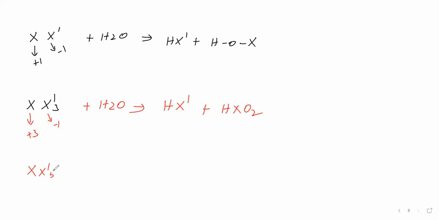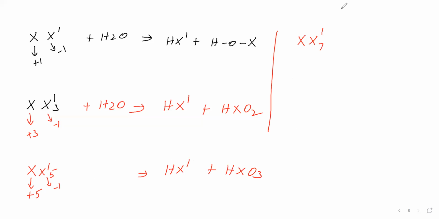Then XX'5, here X is plus 5 and X' is minus 1. On hydrolysis, X' takes H+ from water and gives HX'. X with plus 5 takes OH- and becomes HXO3, halic acid. Then XX'7: X oxidation number is plus 7, X' is minus 1. X' takes H+ from water and becomes HX'. X takes OH- from water and gives HXO4, perhalic acid. So plus 1 oxidation number means hypohalous acid, plus 3 means halous acid, plus 5 means halic acid, plus 7 means perhalic acid.